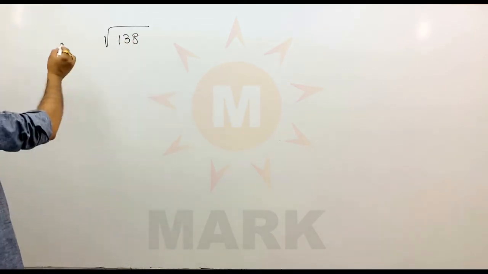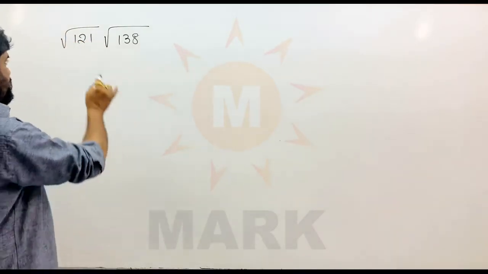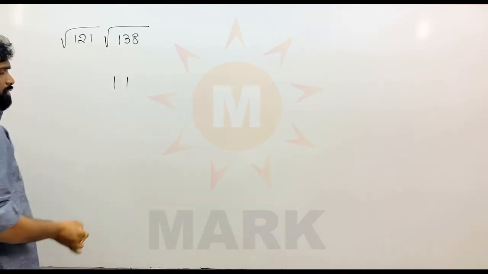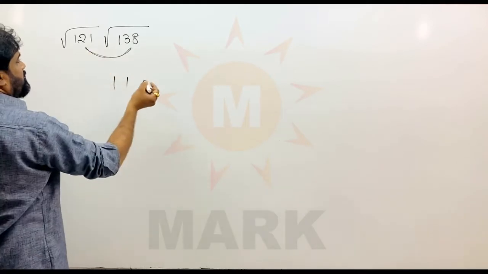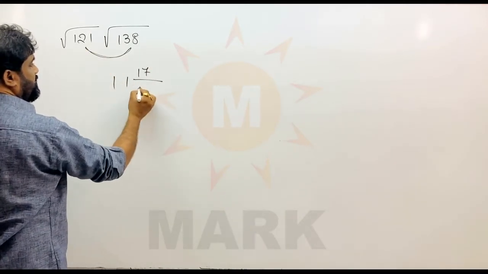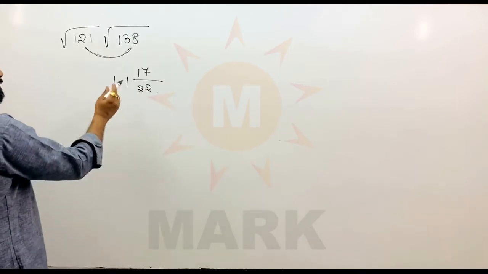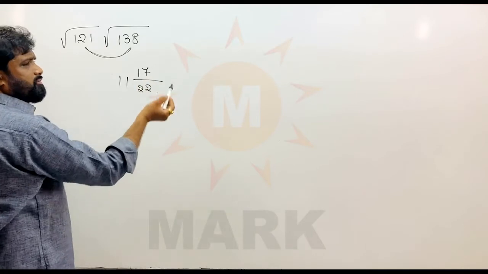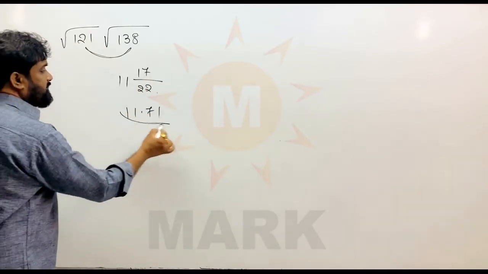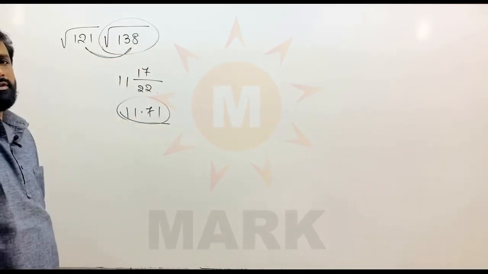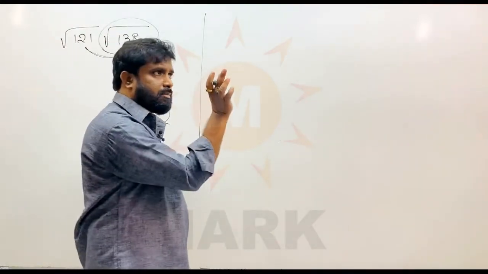Root 138. The perfect square just before is 121, and the square root of 121 is 11. The difference between 121 and 138 is 17, and double of 11 is 22. So 17 by 22. If you do the division of 17 by 22, you will get around 0.71. So 11.71 is the approximate square root of 138. Not only small numbers, some big numbers also we can do with approximations.